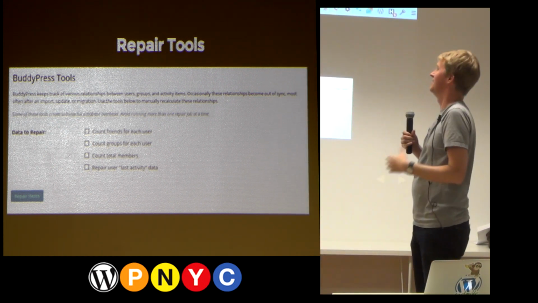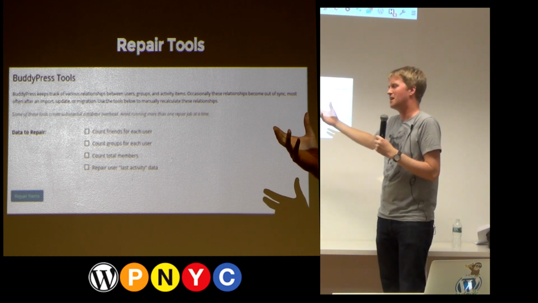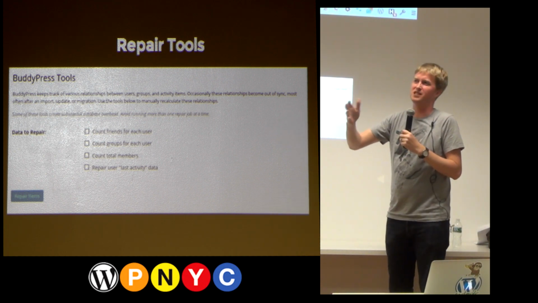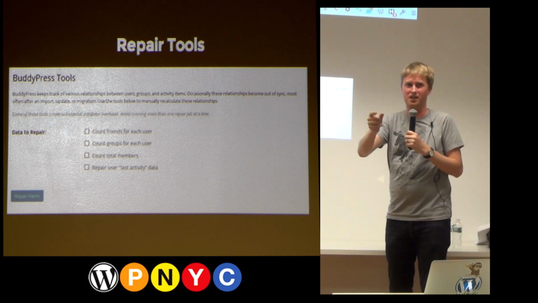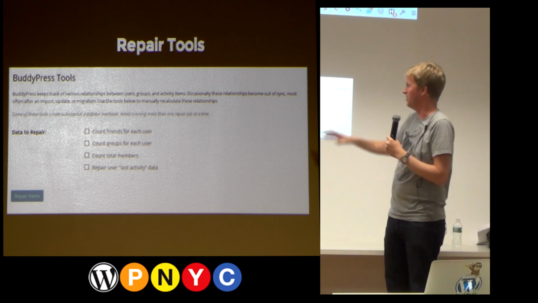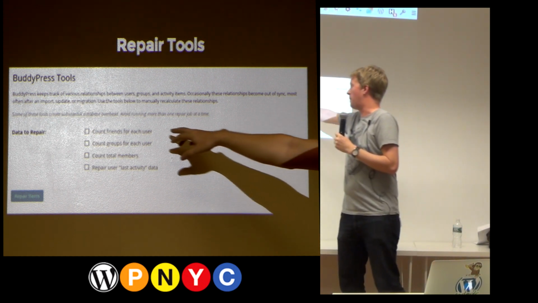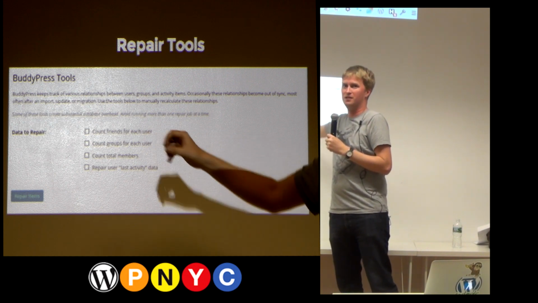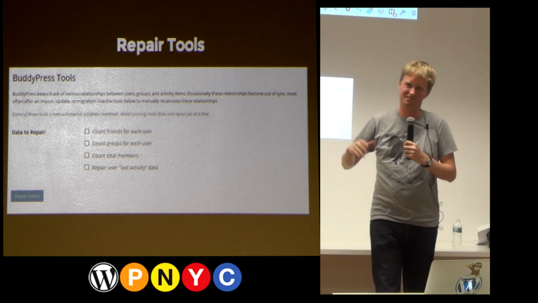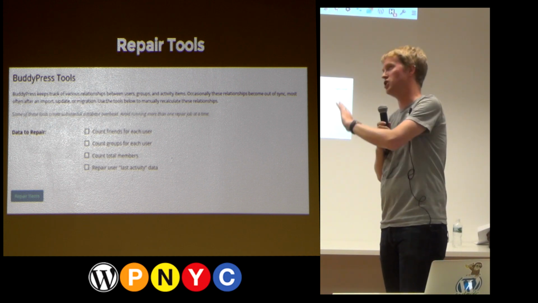Repair tools. So this is just kind of a little throwaway, but basically, sometimes if you're doing funky things with user registration, let's say, your total members count can get off. You can get other sorts of counts that are off if you're doing things programmatically. These are tools that allow you to sort of script. You check this box that says repair the friend count for each user, and then we'll go through and recalculate all those things. So not something that most people will need to use, but for people who do need to use it, this is a huge time saver.